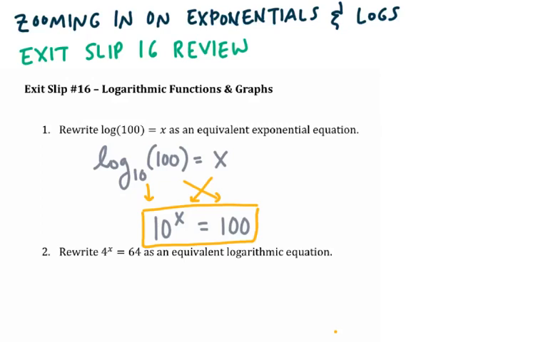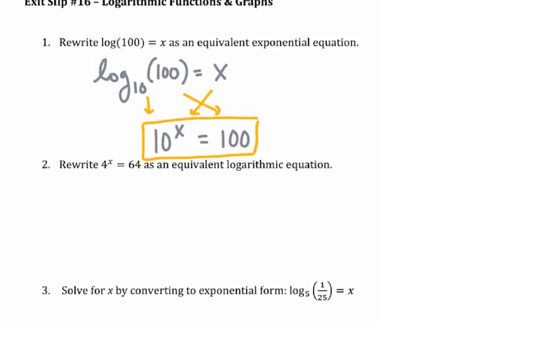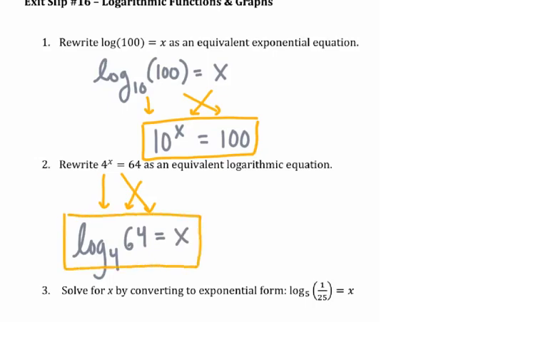For number 2, it looks like we're doing the same thing but in reverse. We're given an exponential equation and asked to convert it to logarithmic. Same idea though, we're going to drop the base and crisscross. So now we're going to have log base 4 of 64 is equal to x, and that would be the equivalent logarithmic equation for the given exponential.